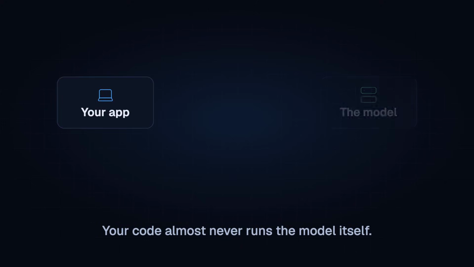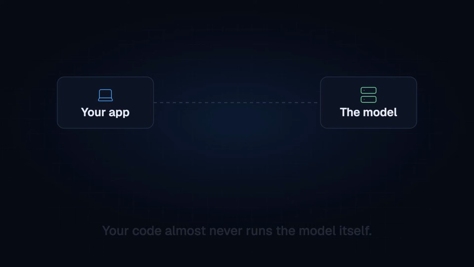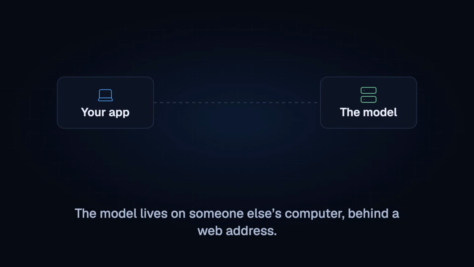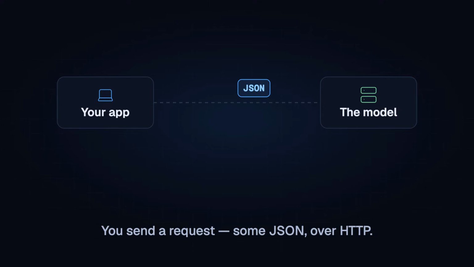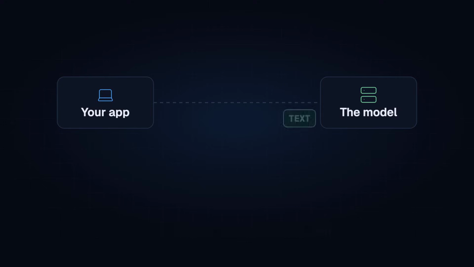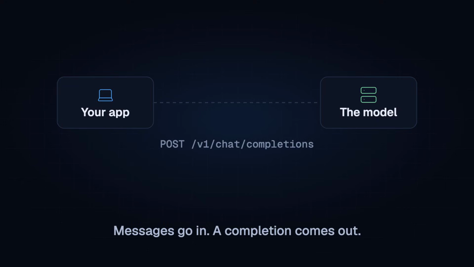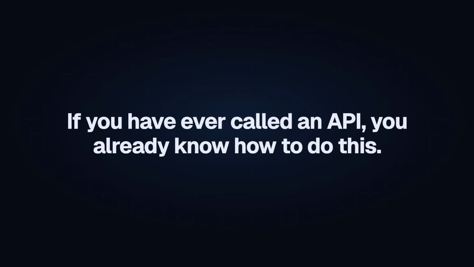Now the part that matters for building things. Your code almost never runs the model itself. The model lives on someone else's computer, behind a web address. So, you talk to it the way you would talk to any other service. You send a request, some JSON, over HTTP. You get a response back. That is the whole interface. Messages go in. A completion comes out. If you have ever called an API, you already know how to do this.